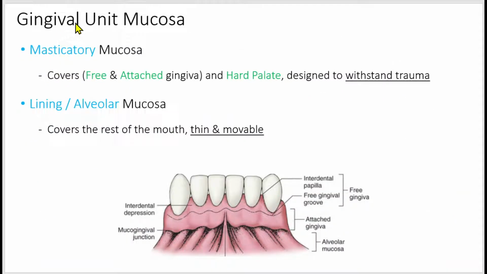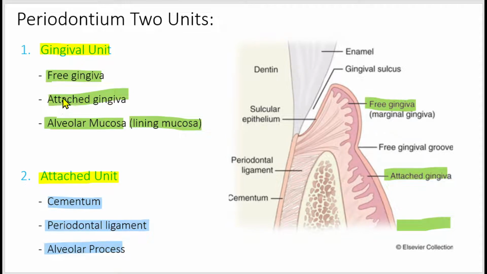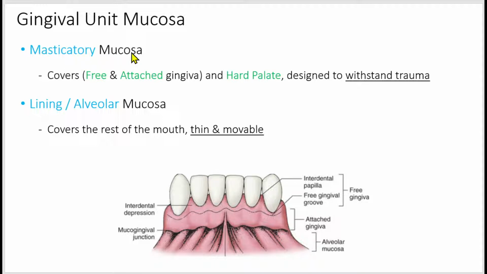Now, if we're talking about what covers them, what is the type of tissue that covers these three parts of the gingival unit, right? We have three parts, and there is a little bit different tissue that covers the free gingiva and attached gingiva than the tissue that covers the alveolar mucosa. So the type of the gum that covers these, like the lining of it, the cells themselves: for the alveolar mucosa, it's the lining mucosa that actually covers all around the mouth. And then for the free gingiva, it is a masticatory mucosa. We call it masticatory mucosa.